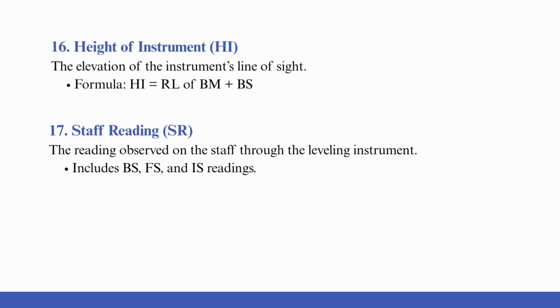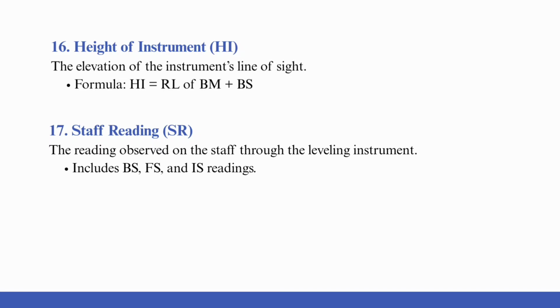Now the next terminology is height of instrument, that is HI. It is the elevation of the instrument's line of sight, and this can be calculated using the formula: height of instrument is equal to reduced level of the benchmark plus backsight reading. Now the next type of reading is a staff reading. The reading observed on the staff through the leveling instrument is known as a staff reading. It includes the backsight reading, foresight reading and the intermediate sight readings.